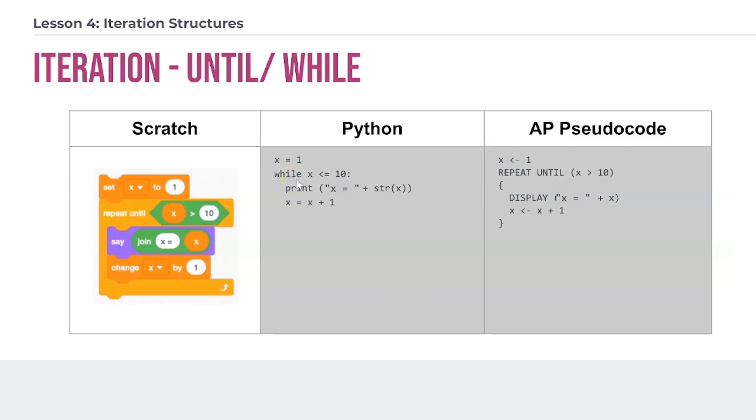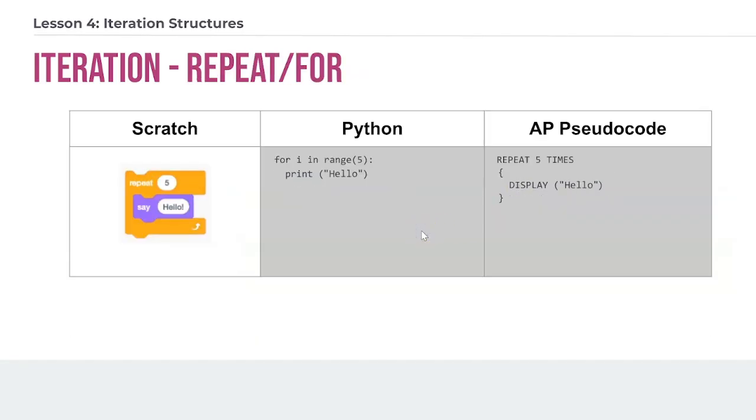Whenever I'm reading while in Python and I want to think about it in my head, I read it as long as x is less than or equal to 10, keep repeating. So we print, and then we add 1 to x, and you keep updating x until eventually this will no longer be true, and then we'll jump past the while loop and down to the next statement. In AP pseudocode, we do have a repeat until. And this is what it would look like. You'd have the parentheses around the condition, and then of course your curly braces and your indented code.